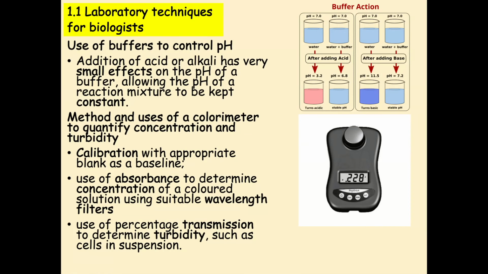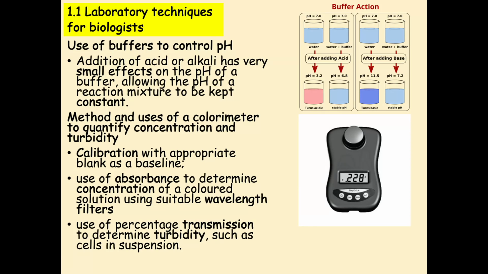Method and uses of a colorimeter to quantify concentration and turbidity. So a colorimeter is, again, a common piece of equipment used in sixth-year Advanced Higher projects. You probably all have used it perhaps in chemistry as well at some point, if you also do chemistry. Basically, a colorimeter has two ways to measure the solutions that we might place into it. But first of all, before we actually measure anything, the first thing we need to do is calibrate it so that the values are at 0. So we calibrate it with an appropriate blank as a baseline. Quite often plain water would be fine there.